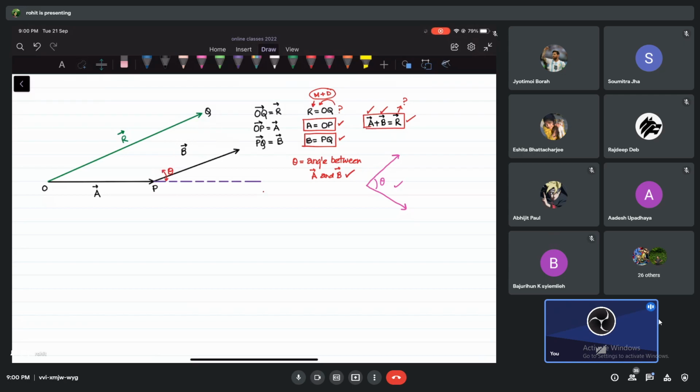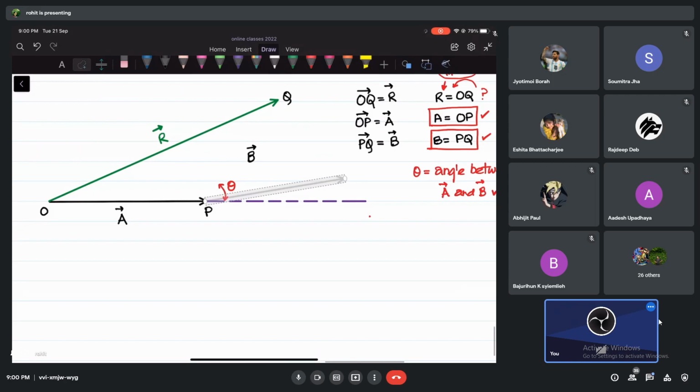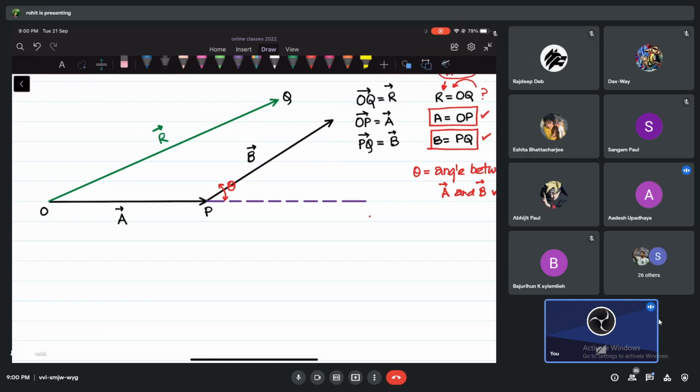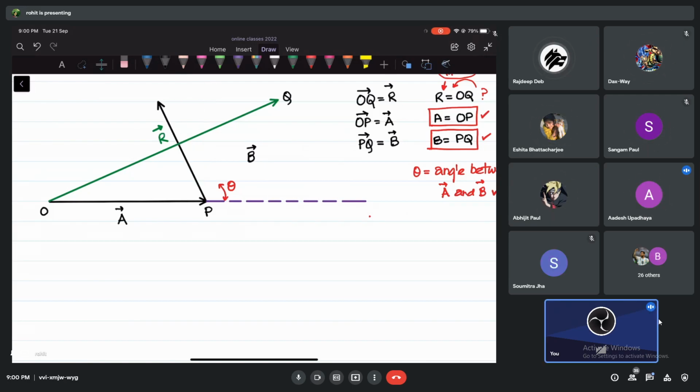What is the angle, guys? Tell me, how much do you think? Large or very small? In this case, right now, if the vector is here, it's a small angle, right? Theta is very small. Now theta has become 30 degrees, now 45 degrees, now 60 degrees, now theta has become how much? 90 degrees. Okay, now theta is more than 90.